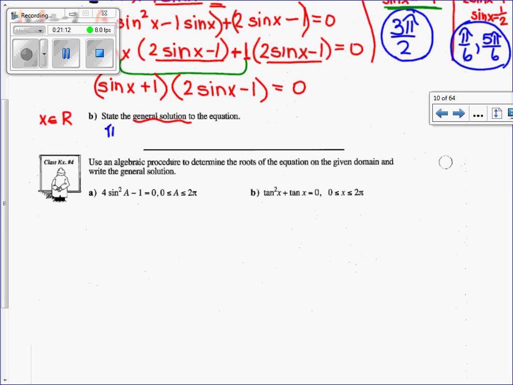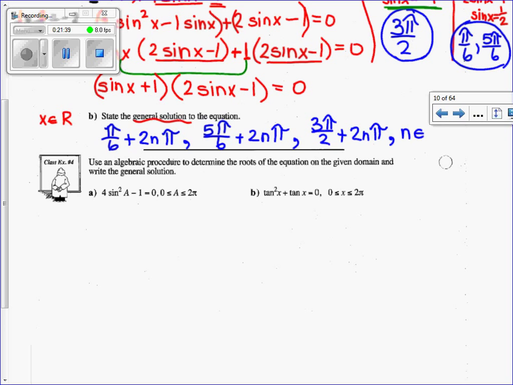So pi over 6 plus some number of multiples of 2 pi, and then 5 pi over 6 and some number of multiples of 2 pi, and 3 pi over 2 plus some number of multiples of 2 pi. Okay, and then remember we need to say that n is an integer, so it could be positive n's or negative n's. So we're adding or subtracting some multiple of 2 pi each time. Okay, full circle around.